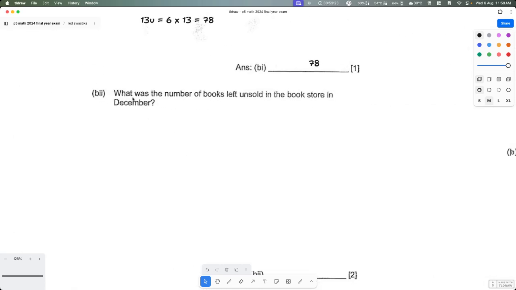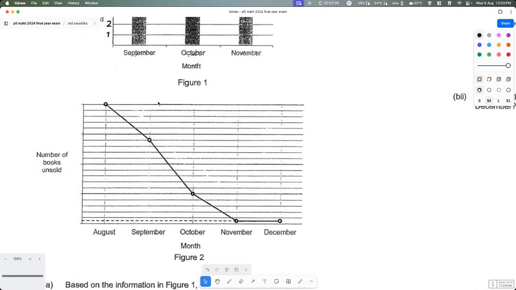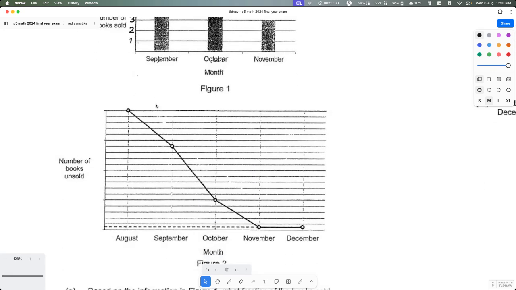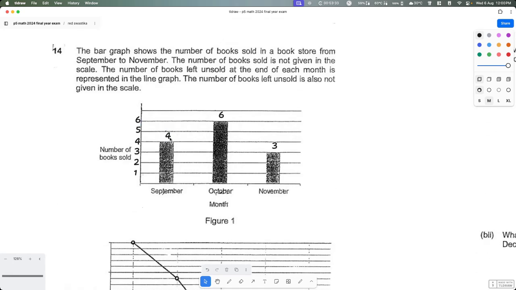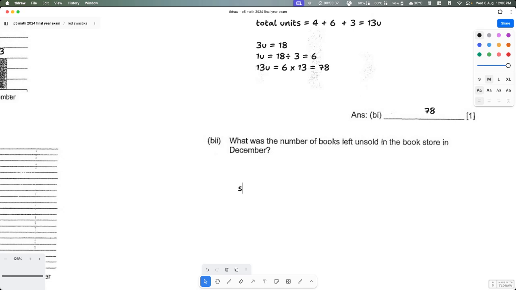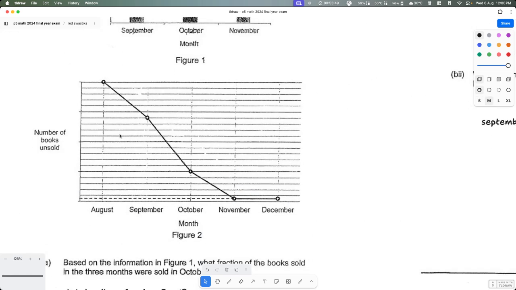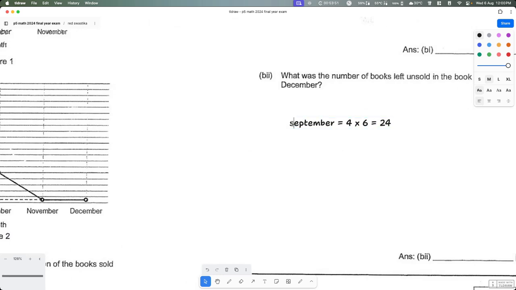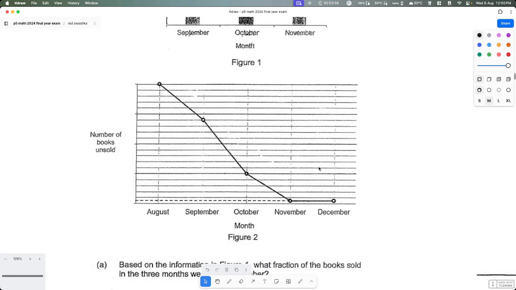All right, so B part 2 was the number of books left unsold in the bookstore in December. In this case, we know from August to September we sold 4 units. So let's write September is equal to 4 units, which is 4 times 6 is equal to 24 books sold in September. Books sold in September is 24.